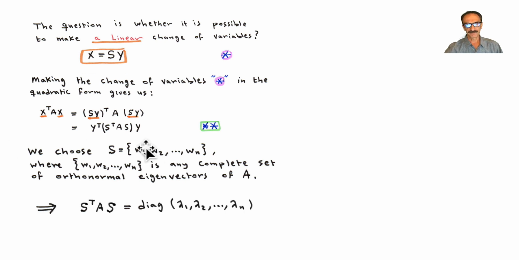So we have S transpose AS will be the diagonal of the lambdas that we have, with the choice of S, that we take the column vectors of the eigenvectors. With the choice of S, the right hand side of this equation reduces to the following.